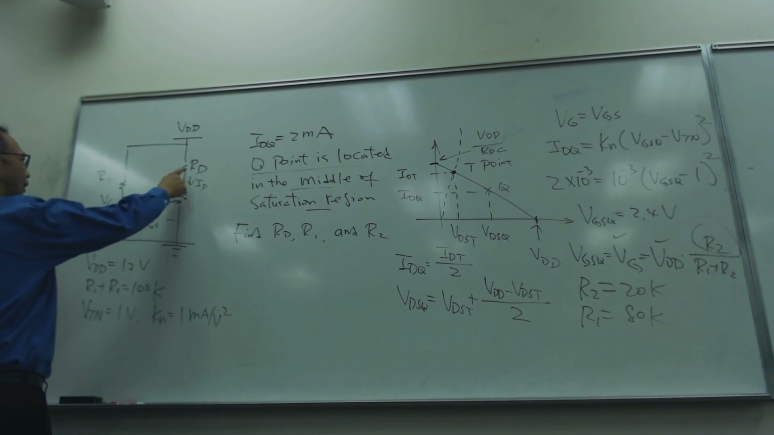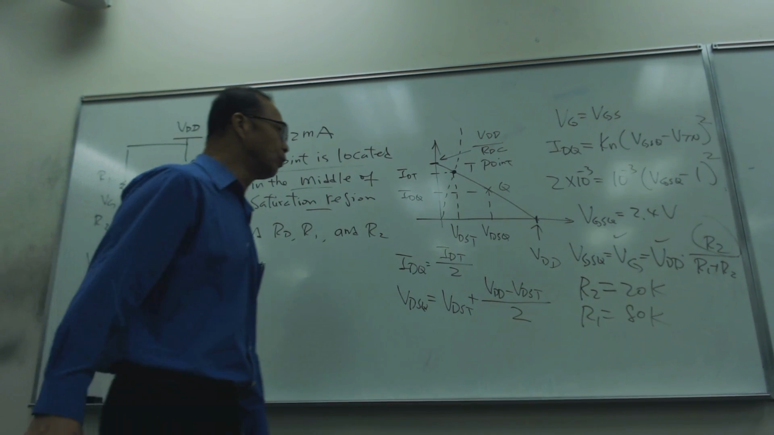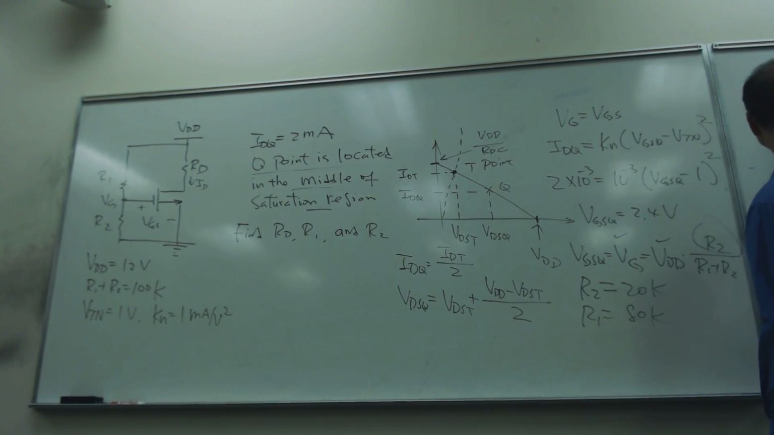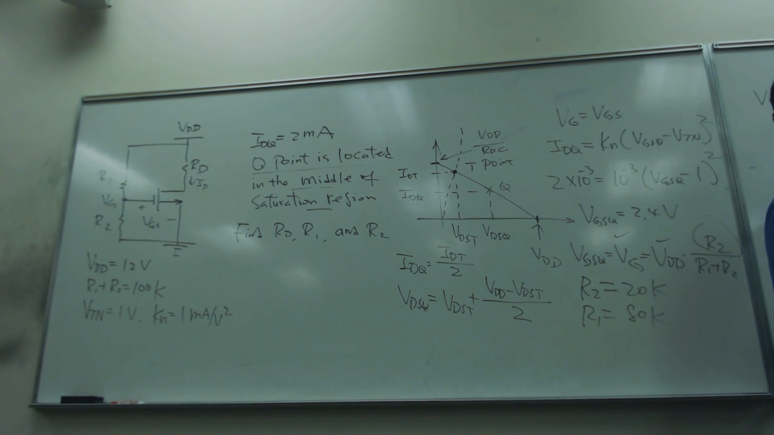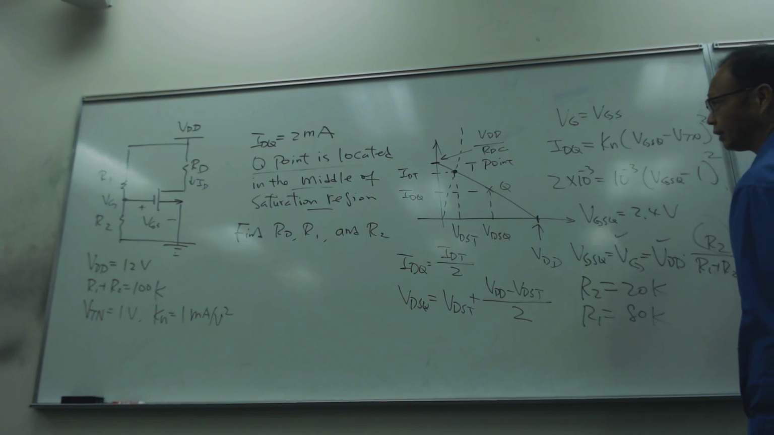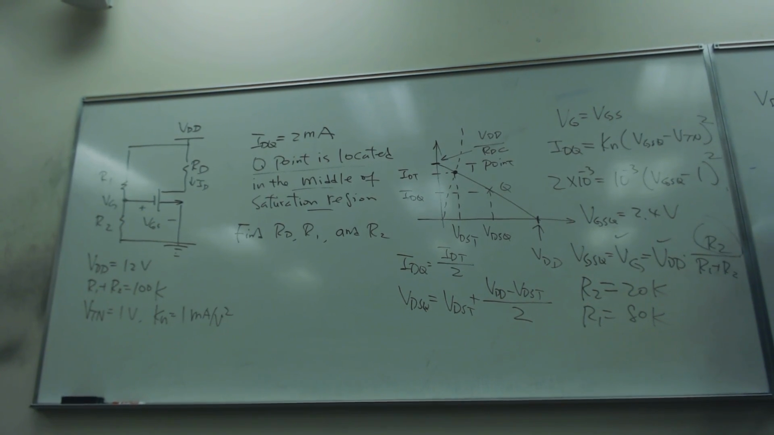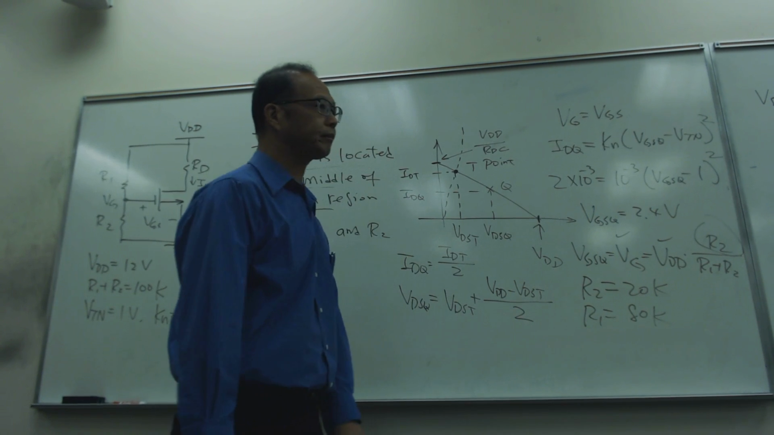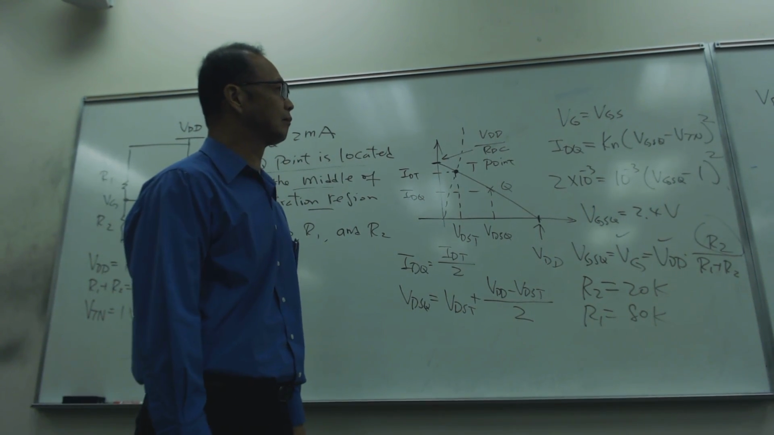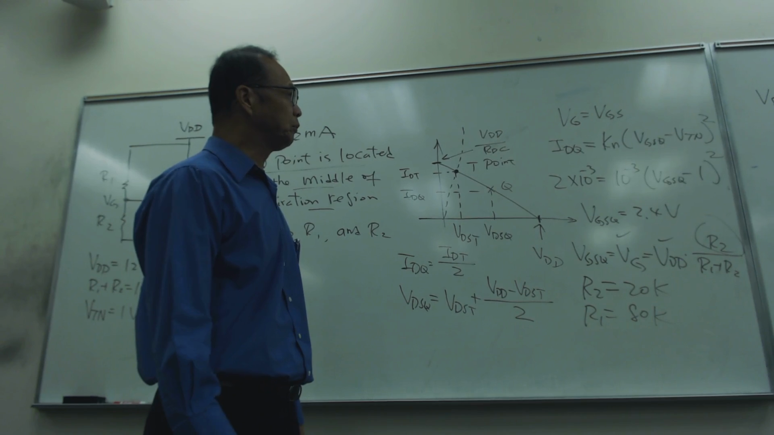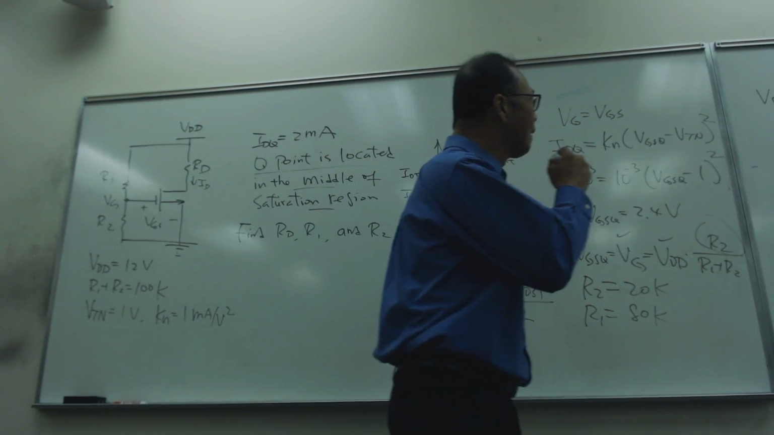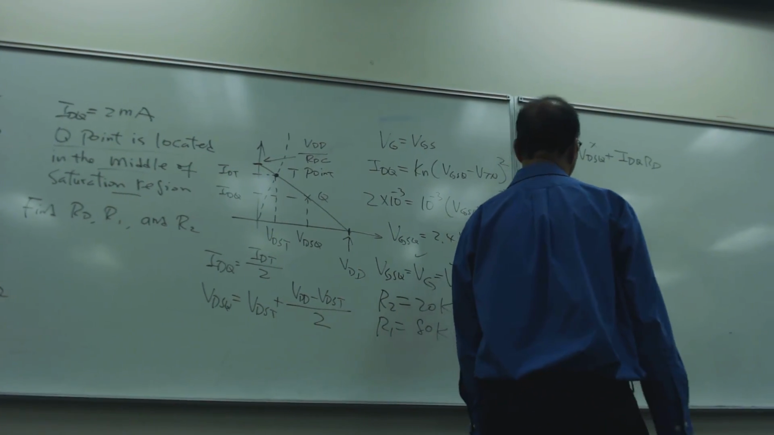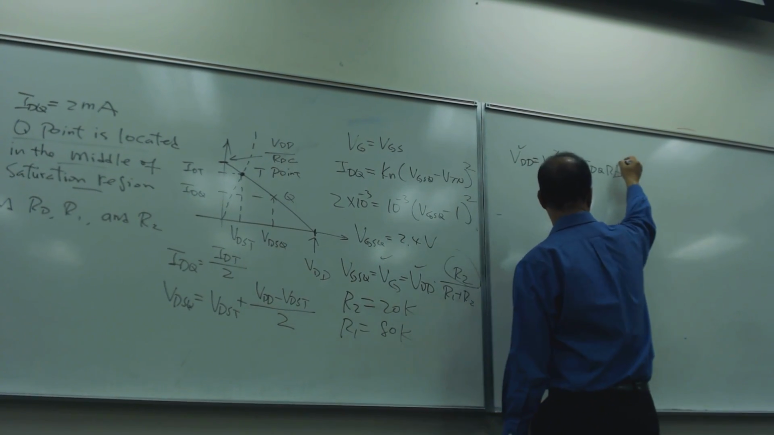Now I have to try to find R sub B, and I have to go to the output loop. So you do the output loop equation, VDD equals VDSQ plus IDQ RD, right? Again, you look at the equation to see how many unknowns you have. This is known, right? This is not known. That is not known. This is known.